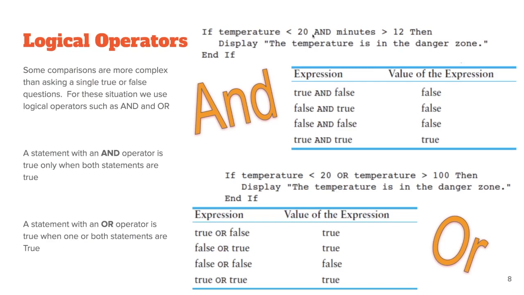But when I am in danger is when the temperature is less than 20 and I may be outside for greater than 12 minutes. Okay? So that would put me in the danger zone. So your logical and ends up true, and only true, when both the left and right side of the and operator result in true expressions. So temperature less than 20, true, and minutes greater than 12, true. True and true makes this entire expression true, which means I would run the indented code.